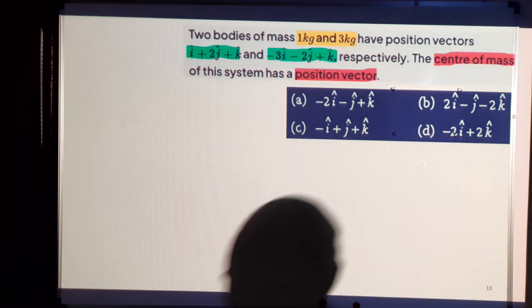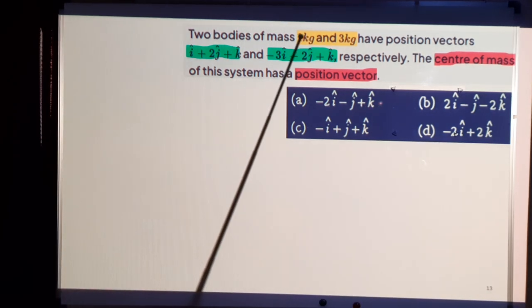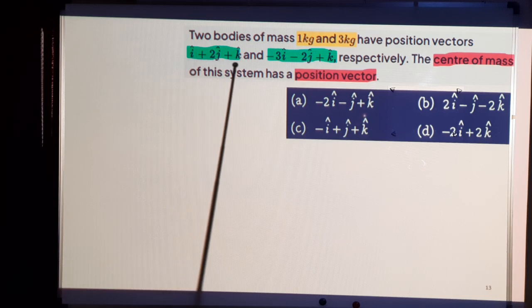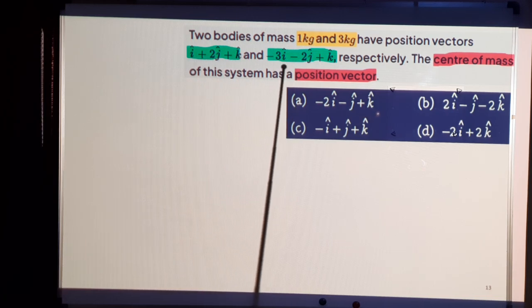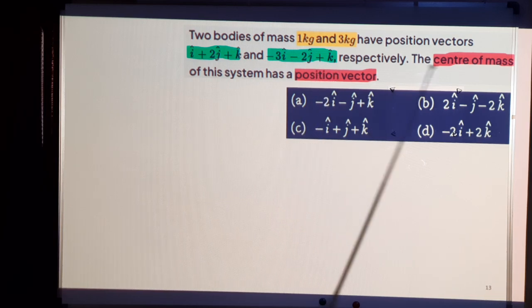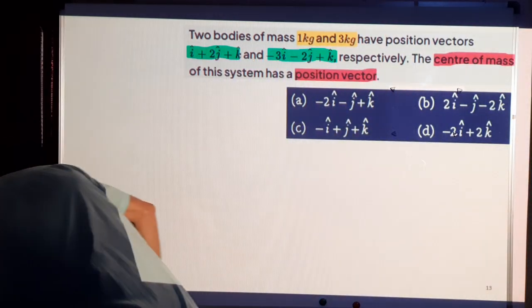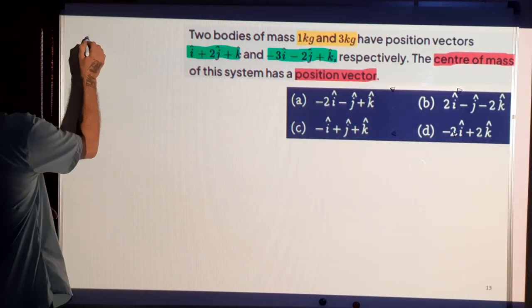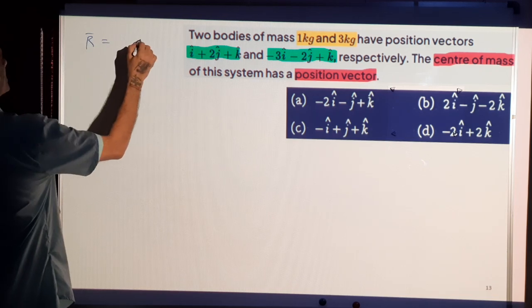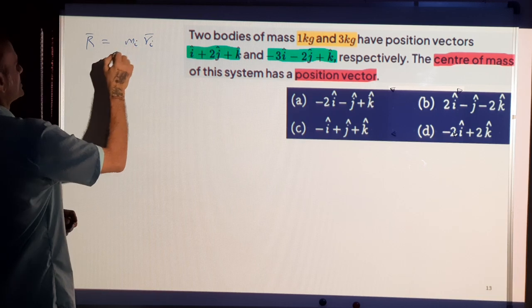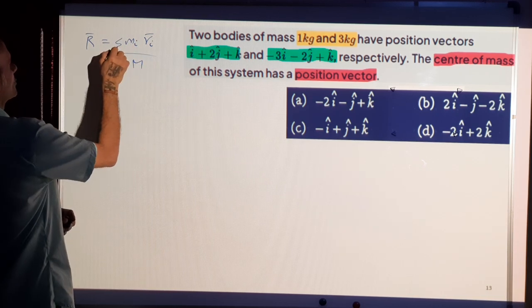Next question. Two bodies of mass 1 kg and 3 kg have position vectors i cap plus 2 j cap plus k cap and minus 3 i cap minus 2 j cap plus k cap respectively. The center of mass of this system has position vector... Again, a straightforward application of the formula. The formula is the position of the center of mass, capital R, is a combination of the individual position vectors with the weightage of the mass ratio, and this should be summed over all the masses.